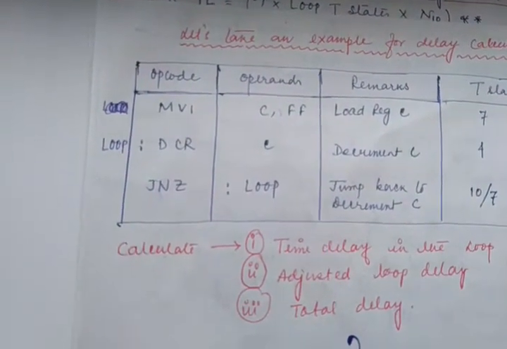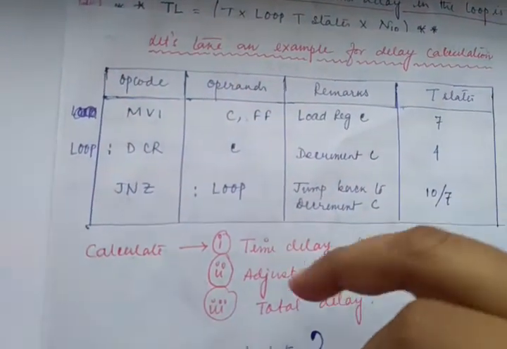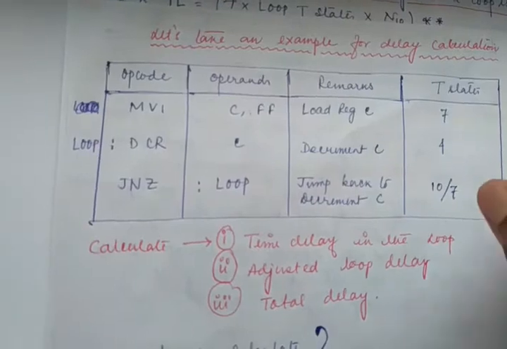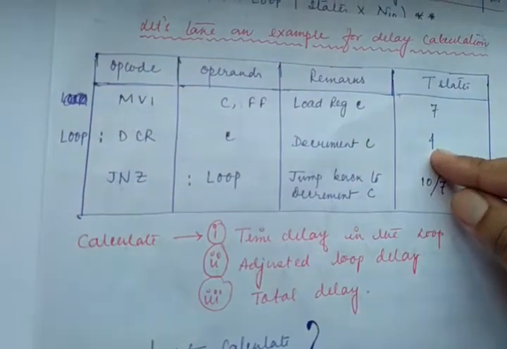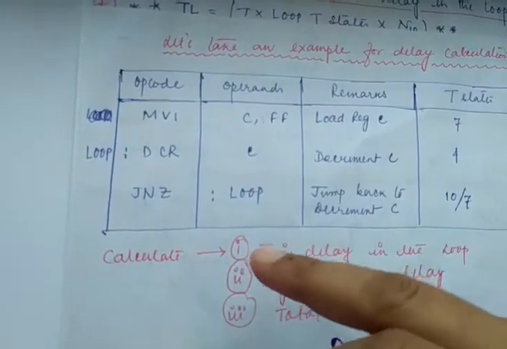And this is your MVI C. MVI C means this is a 2-byte instruction, so the required T state is 7. And this is a DCR. DCR means a 1-byte instruction, so the required T states are 4, only the opcode fetch, right? And this is a jump if not 0.